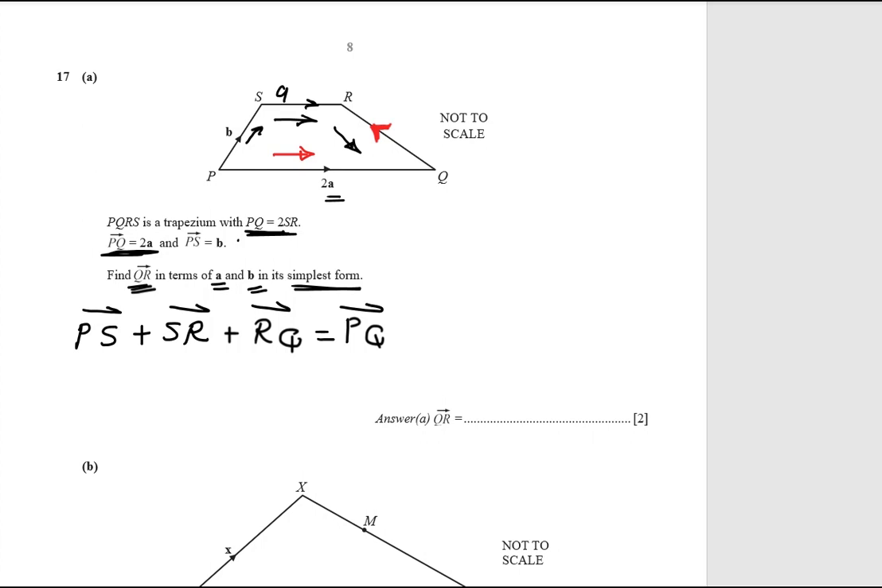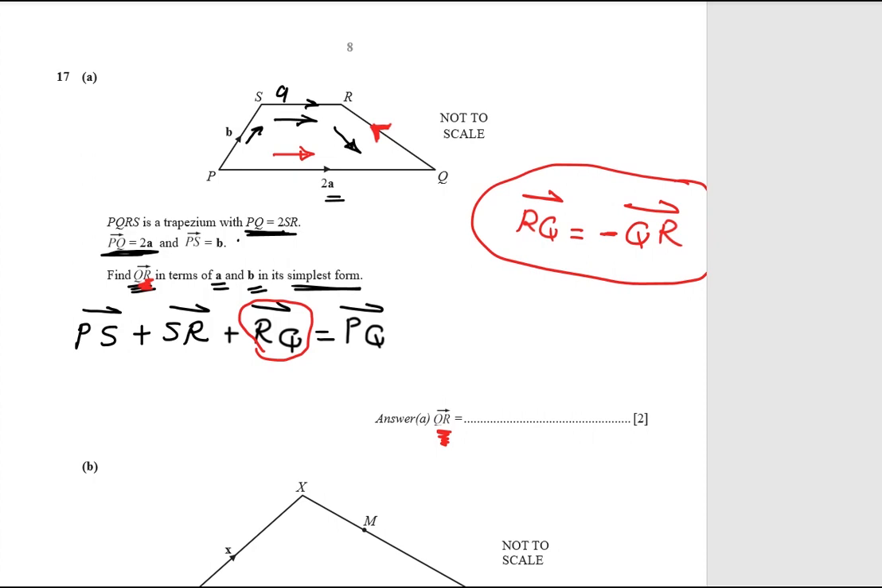Careful now. He needs RQ, or he asks about QR. QR. He asks about QR. So you know that RQ as a vector will be equal to minus QR as a vector. Remember and understand what he wants from you. So let me repeat the equation now. PS vector plus SR as a vector plus minus QR as a vector will be equal to BQ vector.